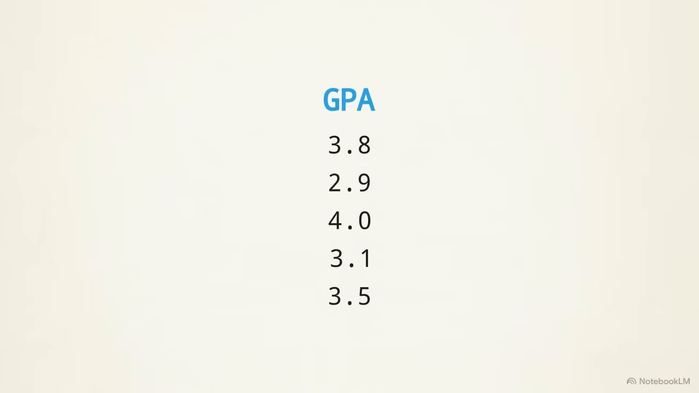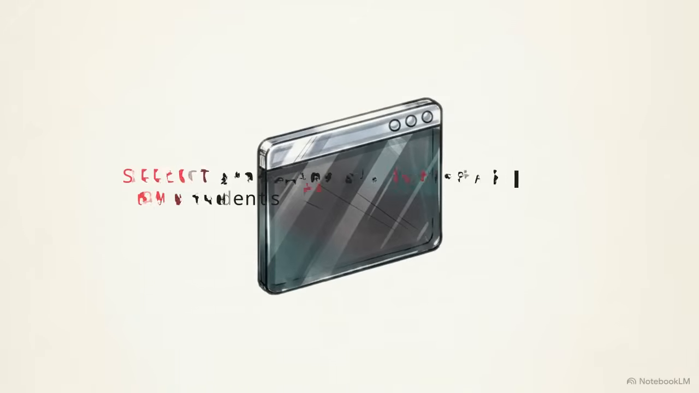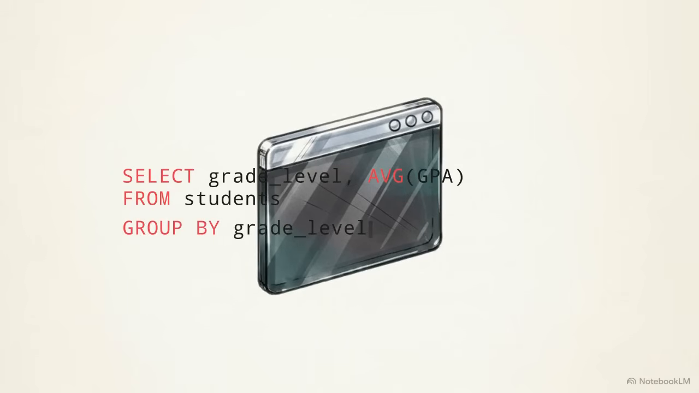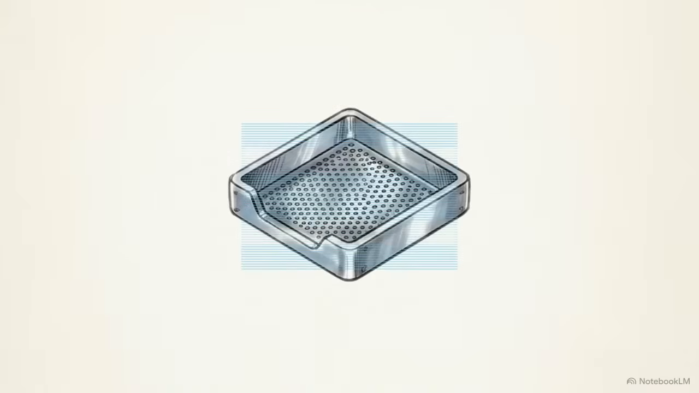We also need to tell the database what math to perform, so we will wrap our GPA column in an average function, written as AVG. Let's see this in the editor. We update our select line to ask for the average GPA, and add our group by clause at the bottom, specifying grade level. Watch the output pane.